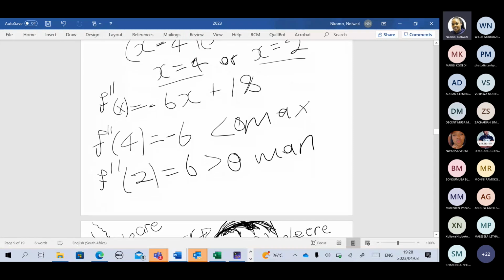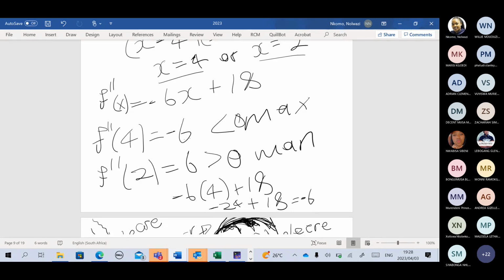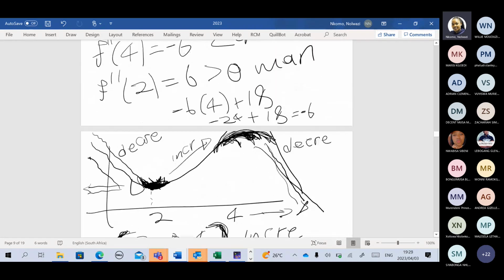Okay. When we substitute 4, we have 6 times 4 plus 18. So we have -24 plus 18, which is -6. Since it's -6, that means it's less than 0. And if it's less than 0, that is a maximum point. You see, it's a maximum point. And we substitute 2, we get +6, which is a minimum point. Okay. Is it okay? Yes. All right. Thank you.